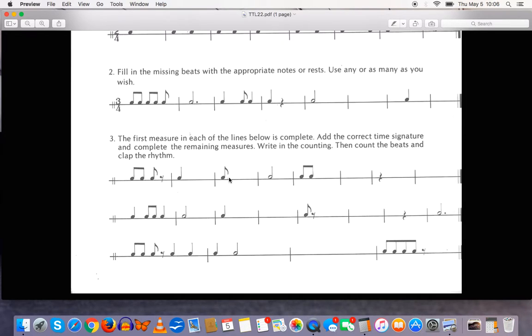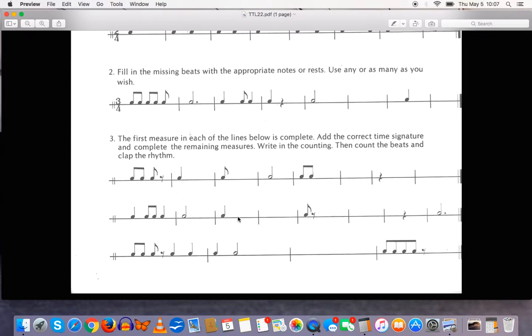Now figure out what you're missing in the measures thereafter. It doesn't say whether you need rests or notes, so go ahead and fill it in however you want. Just make sure you have 2 beats per measure here, and clap the rhythm. It will help. Here you have 1, 2, 3 beats. A quarter note gets 1 beat, so 3/4 is the time signature.